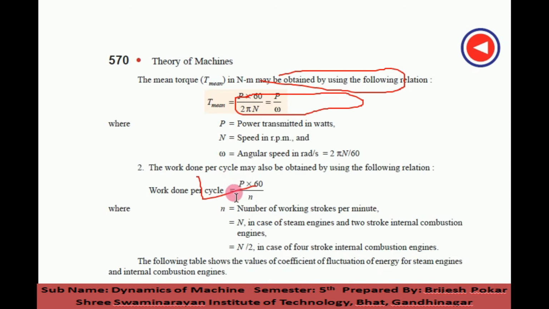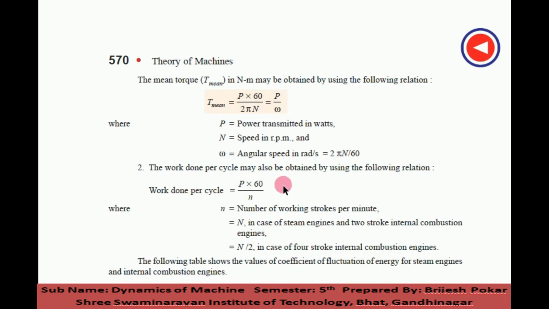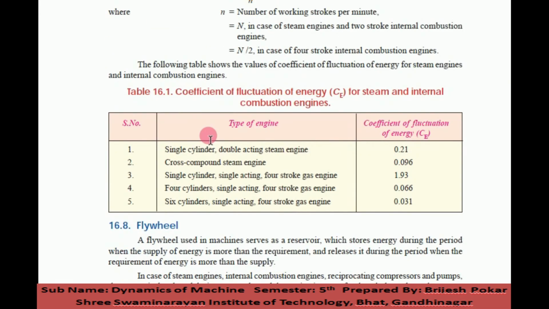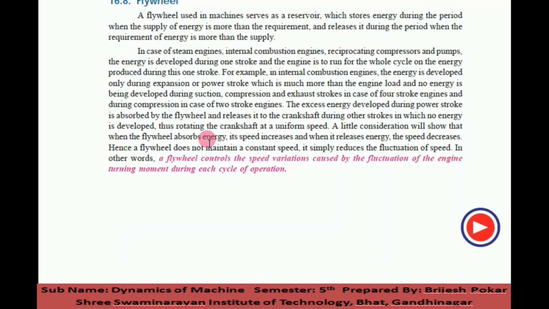P is the power transmitted. Okay, P into 60 upon 2 pi N. So here P upon omega, and if we talk about N, that is the number of working strokes per minute. So by these two ways we can find out the mean torque, or we can say the work done per cycle. Now I think this is enough for today.